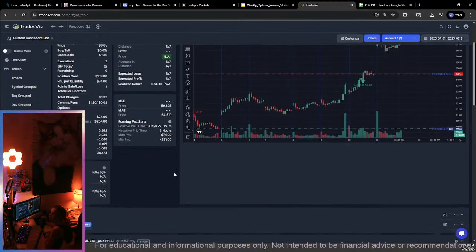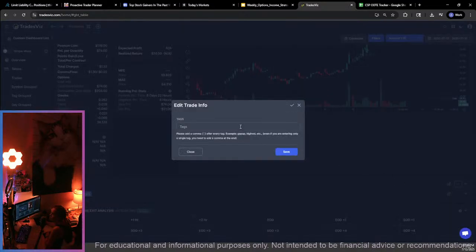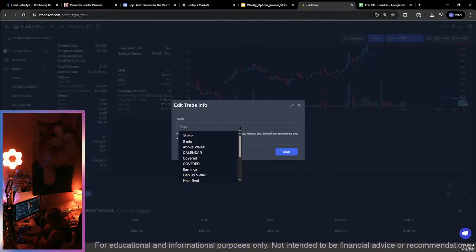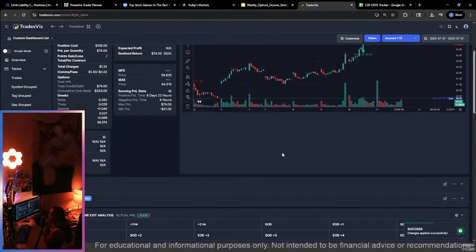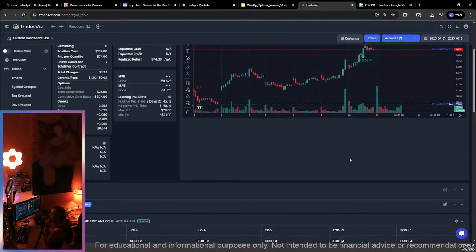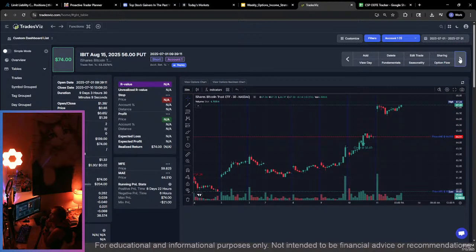My IBIT position, I closed one side of this, so this is just a cash secured put. I should just put cash. I'll close one of those for a profit. And we have one more going, and that goes into the new strategy, so we'll keep that on.